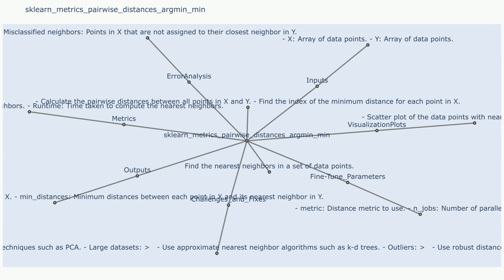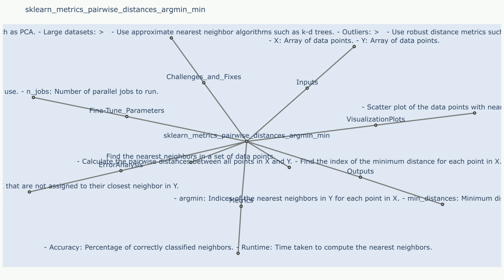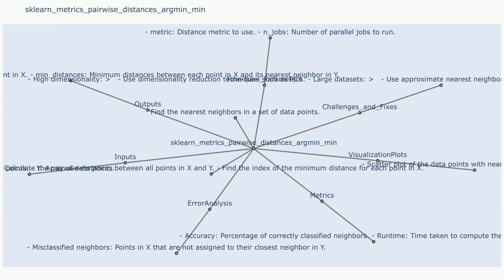Visualization plots: scatter plot. Input data points can be visualized as points on a scatter plot, with different colors or symbols representing different clusters based on their closest reference points. Heatmap: the pairwise distances between all input data points and reference points can be visualized as a heat map to show the distance relationships between all data points.